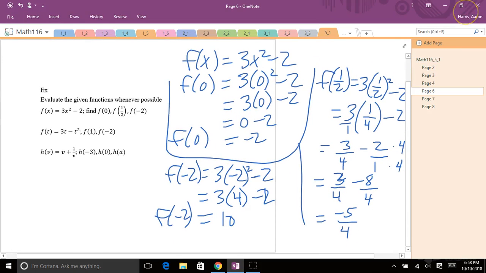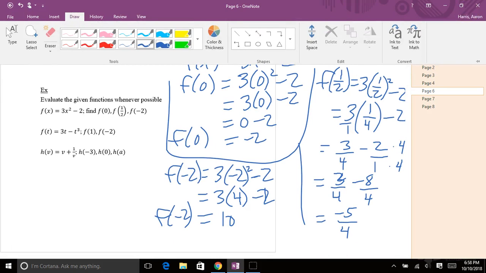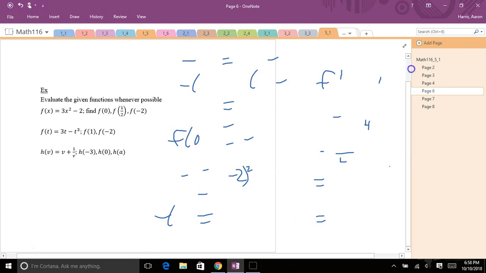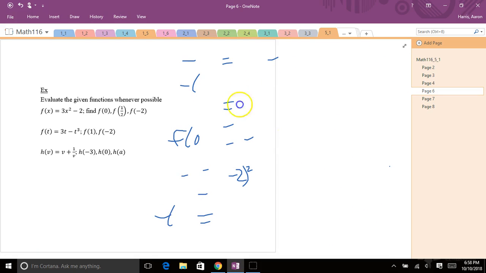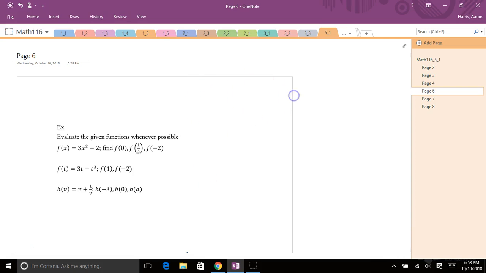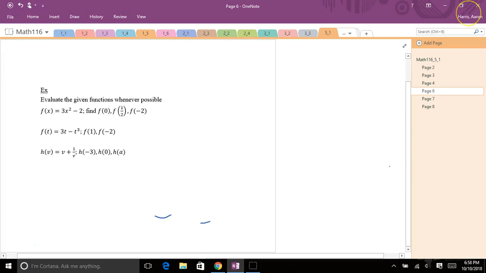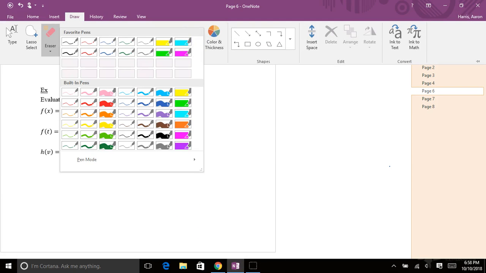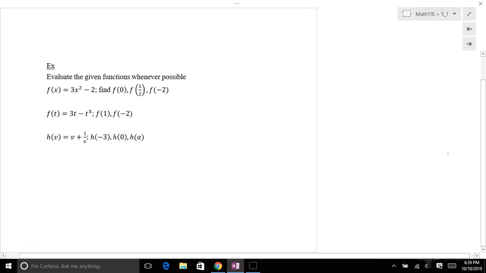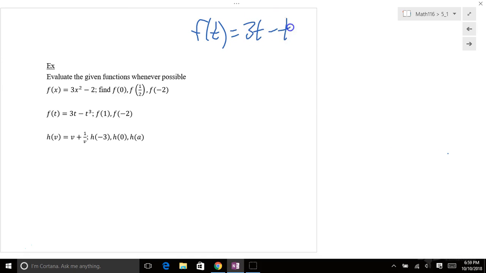Do it for these other ones here. So this is our function notation. You can erase this here so I get some room. So now we got f of t equals 3t minus t cubed.